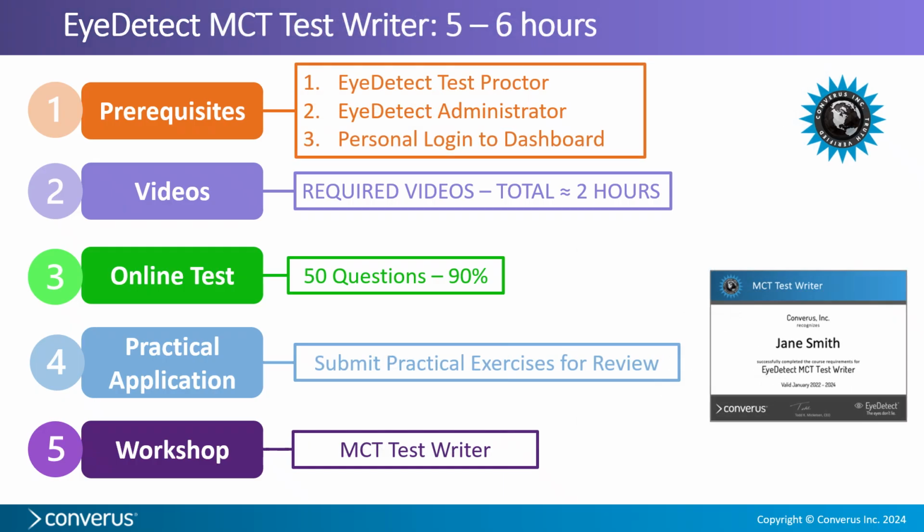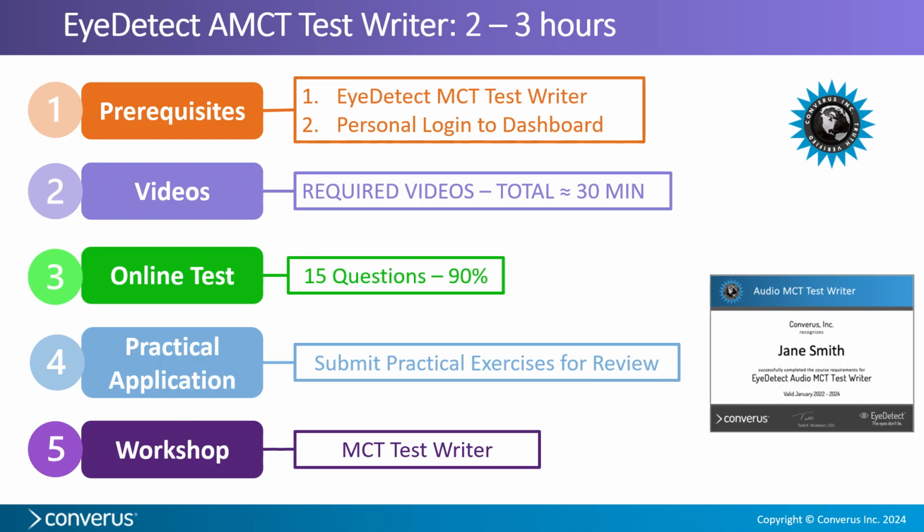Moving on to the first of our EyeDetect Test Writer courses, MCT requires you to first complete the EyeDetect Test Proctor and Administrator training courses and then to have a personal login to the online dashboard where you will be writing the tests. The required videos take about 3 hours to watch, and the online test is 50 questions requiring a 90% to pass. The required practical application is submitting practical exercises for review. The available workshop is MCT Test Writer. This course is likely to take between 5 and 6 hours to finish.